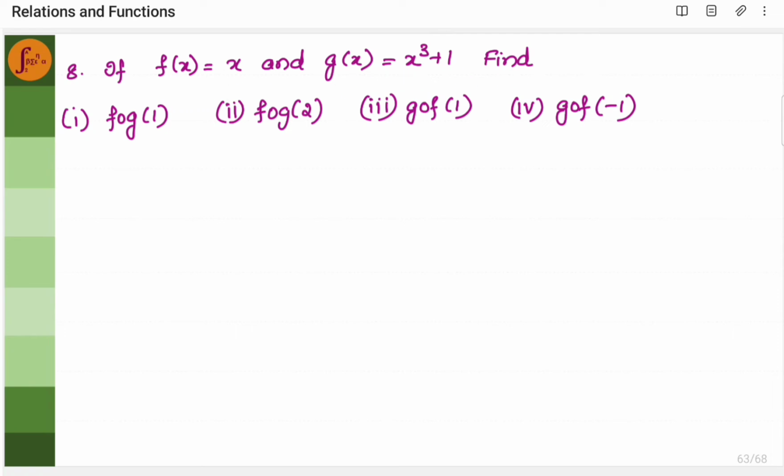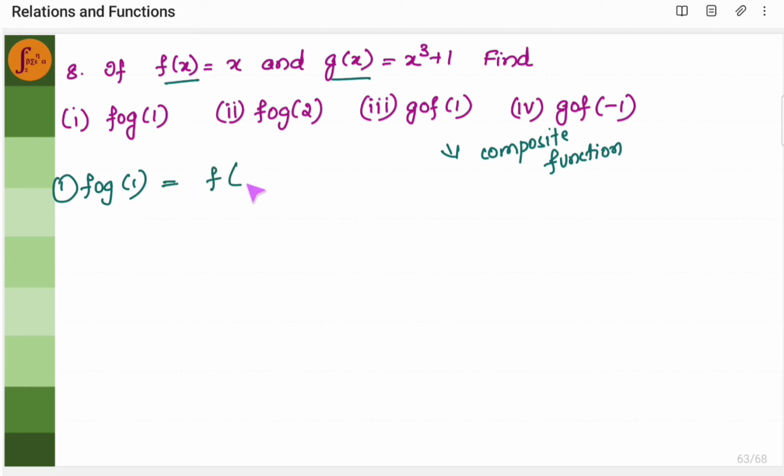Let's find the eighth problem. This is related to composite functions. What is a composite function? A function within a function. So there are two functions here. f of x is x, g of x is x cube plus 1. You have to find f of g of 1. Let's take the first one. What is f of g of 1? We'll first write it like this: f of g of 1. What is g of 1?